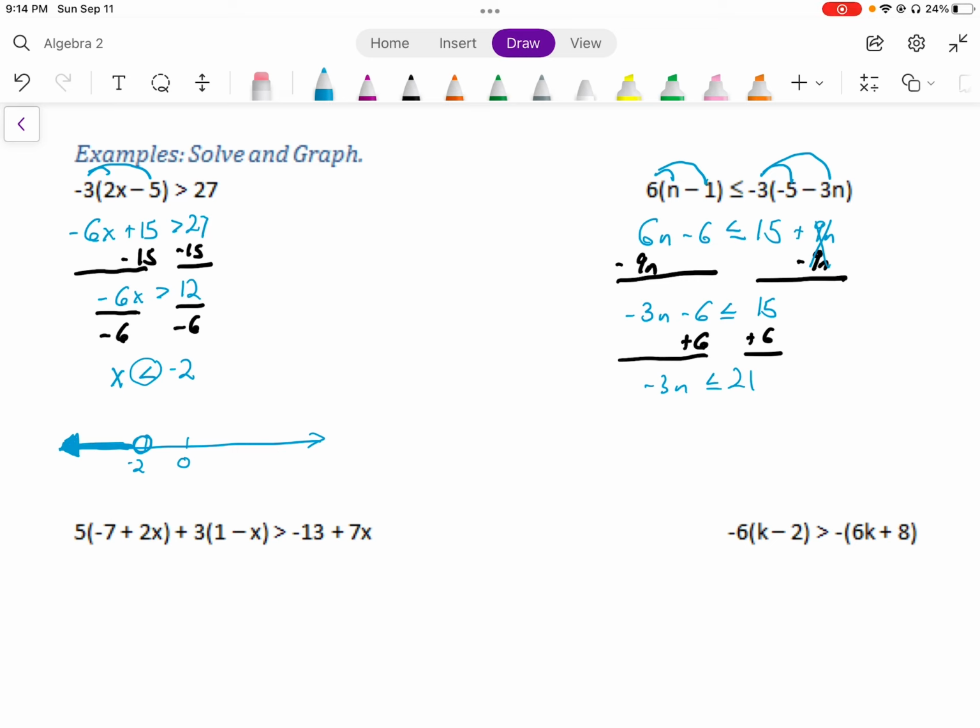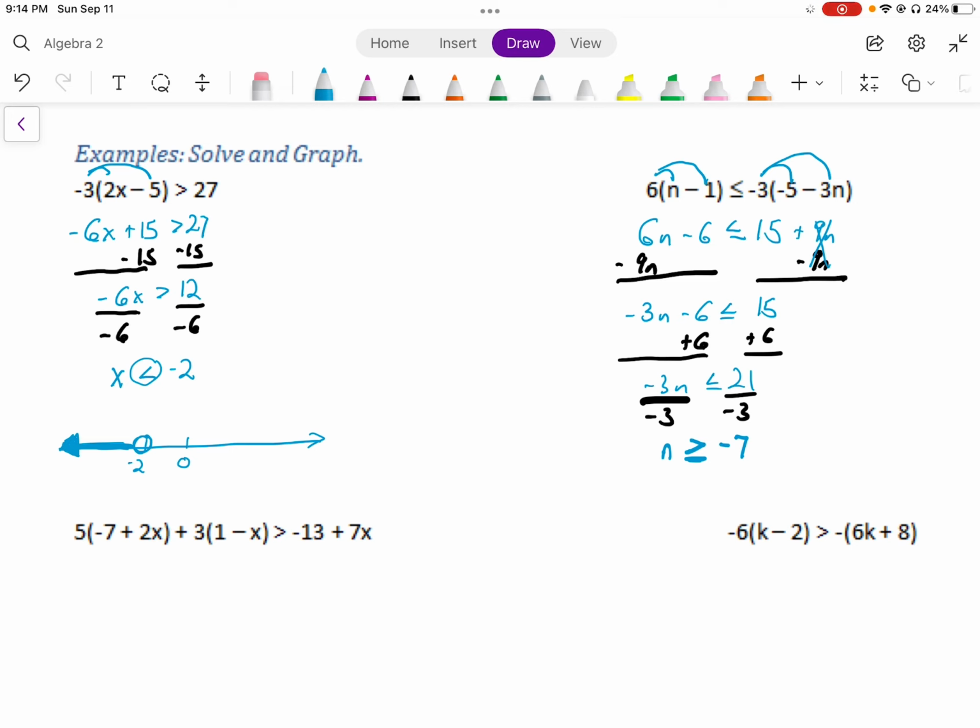And to finish, we need to divide both sides by negative 3. And when we multiply or divide both sides of an inequality by a negative, we have to switch the direction of the sign. Just switch the direction. We still keep it with the or equal to underneath. And this is negative 7.